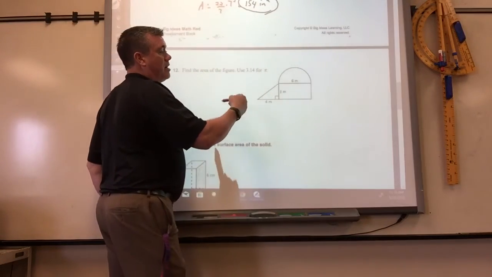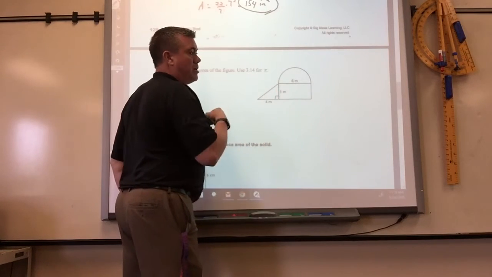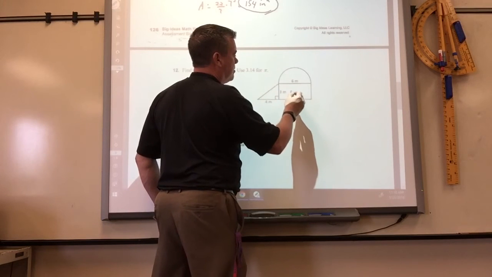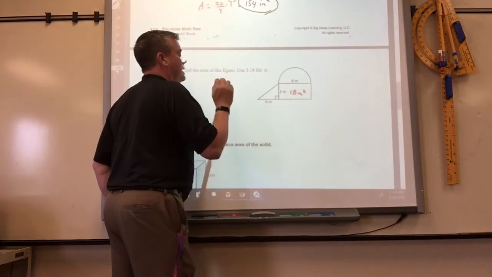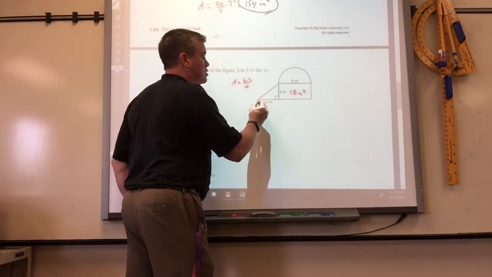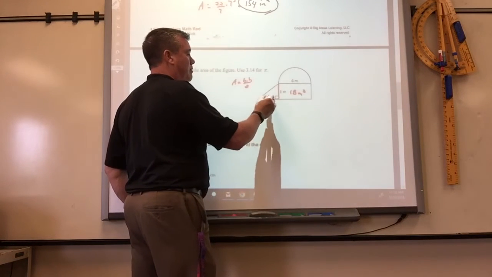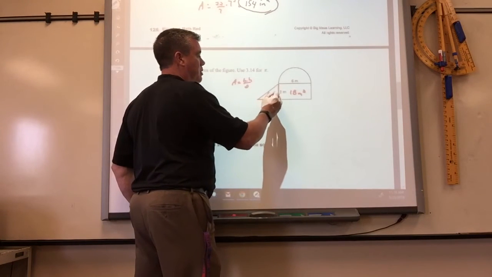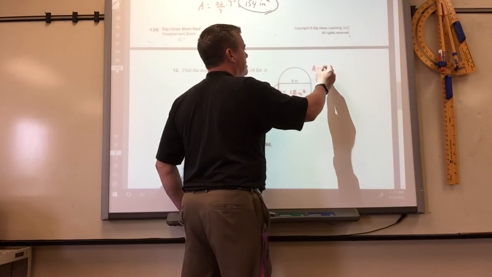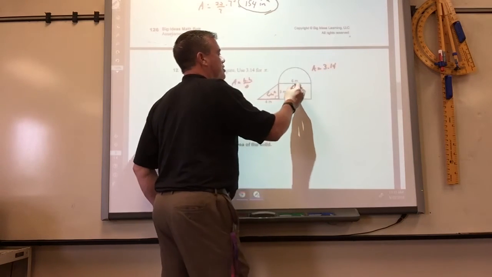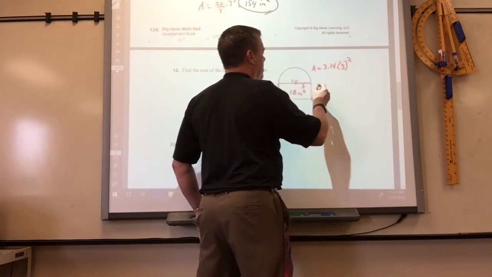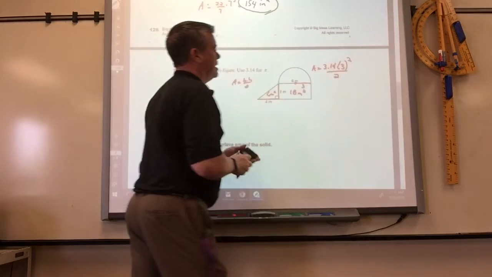Here we got to find the area of the whole thing, so you just find each area and then add them together. This rectangle box is length times width, 18 meters squared. A triangle is base times height divided by 2. So 4 times 3 is 12, divided by 2 is 6 meters squared. And here we got a half a circle. Area is pi times the radius. The radius of this circle would be 3 squared, but then you only have half a circle, so you divide that by 2.